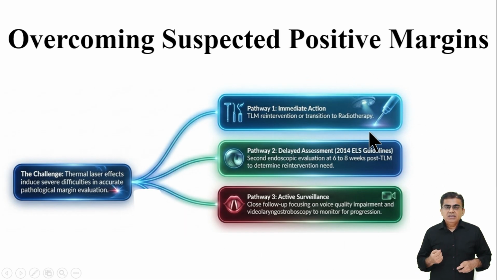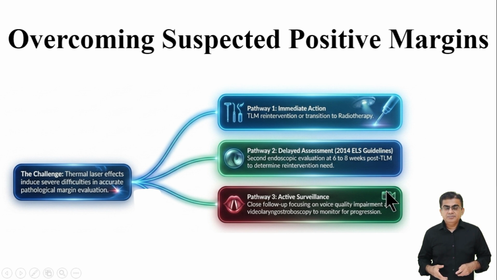Pathway 1. This is an immediate action pathway where you quickly perform a second laser resection or transition the patient to radiotherapy. Pathway 2. This is the delayed assessment pathway supported by the 2014 ELS guidelines. Here, you safely wait for 6 to 8 weeks after the primary surgery. You then perform a second endoscopic evaluation to determine if another surgical intervention is truly necessary.